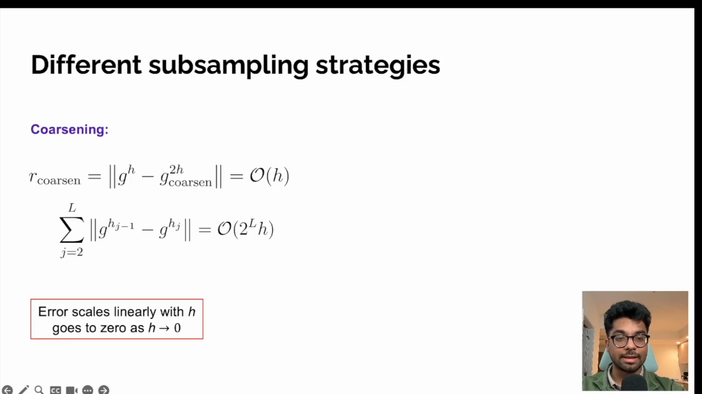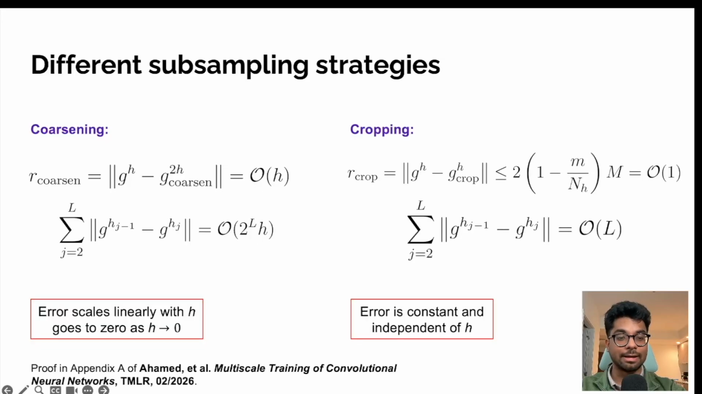So for coarsening, the gradient error vanishes as resolution increases, which is represented with the error O(h). Whereas for cropping, the error remains constant and is independent of mesh resolution. Hence, cropping-based subsampling strategy is not theoretically consistent with multilevel training. The derivations for these results are also presented in the appendix of the paper.